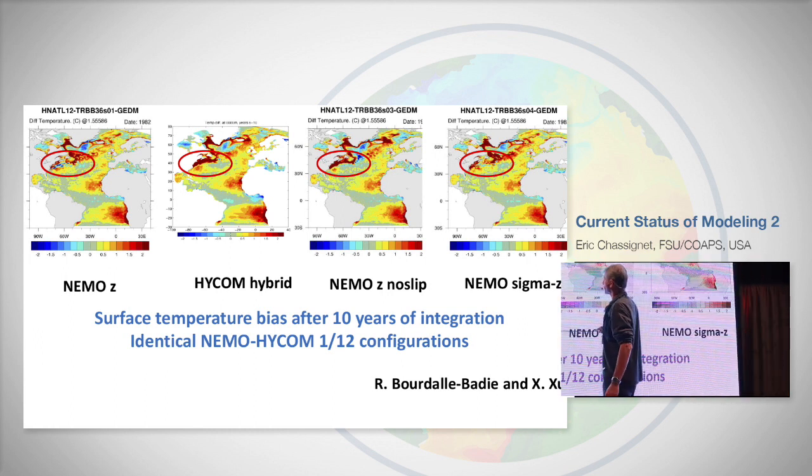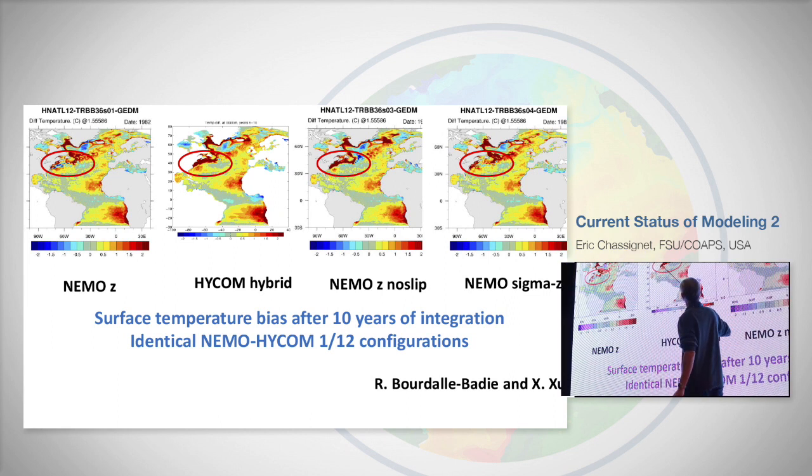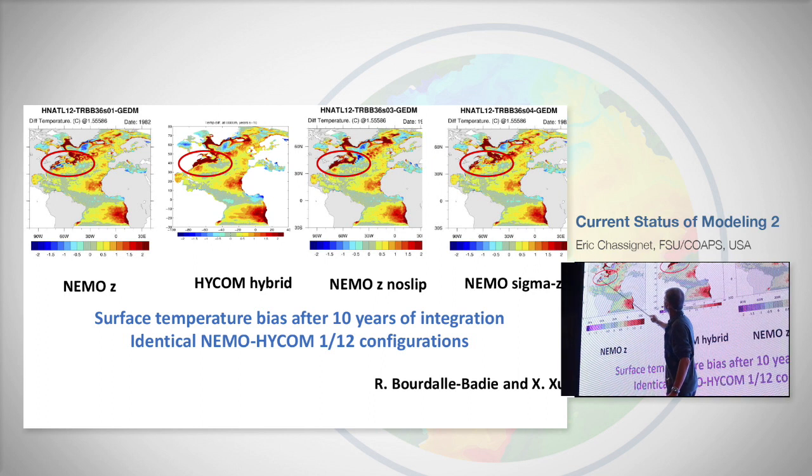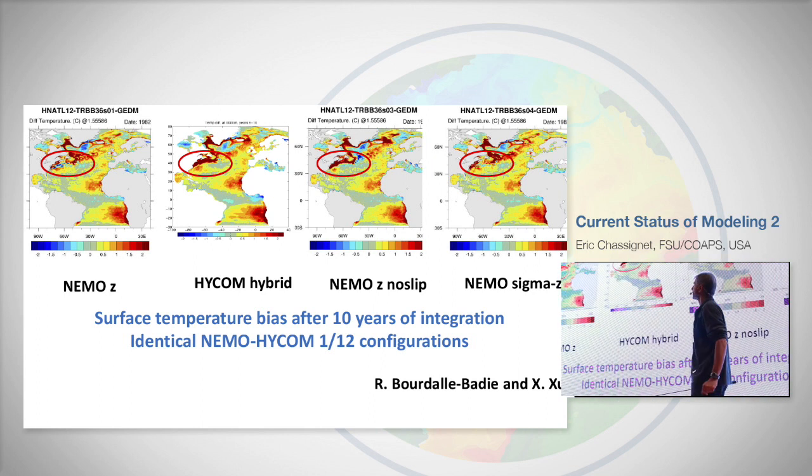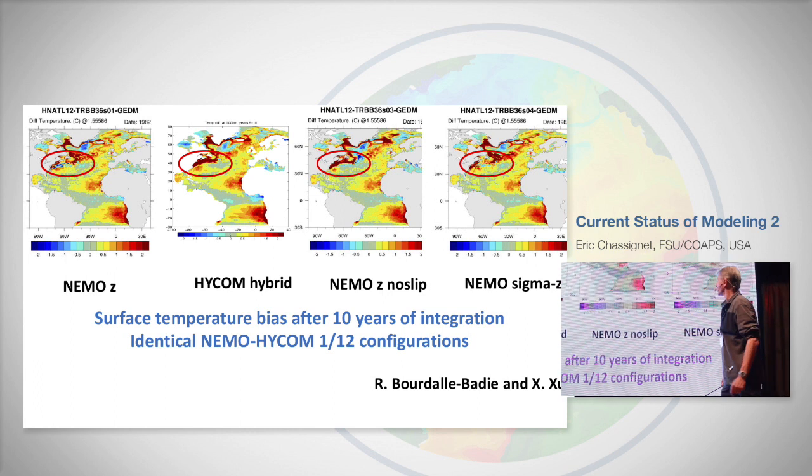First, if you look at the basic HYCOM, which is hybrid coordinate, and the NEMO, pure, which is Z in the slice, the bias in HYCOM is that it's too warm at the surface, and it's a little more distributed here in the NEMO Z.